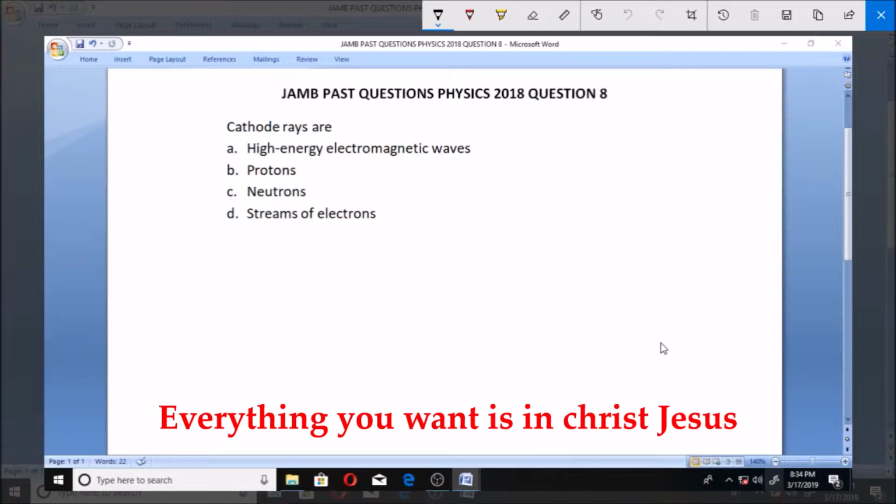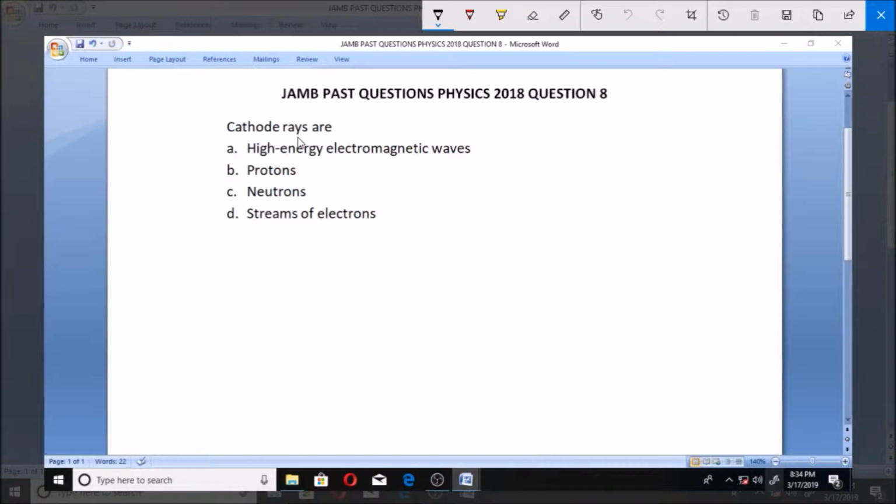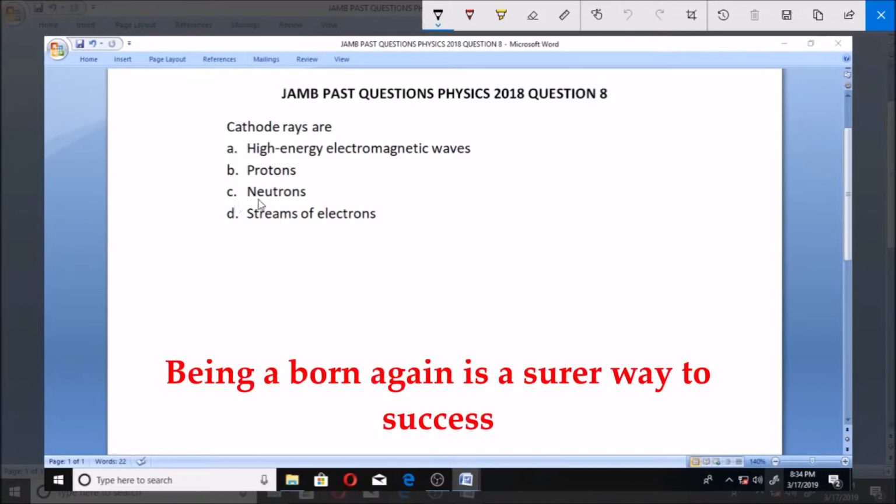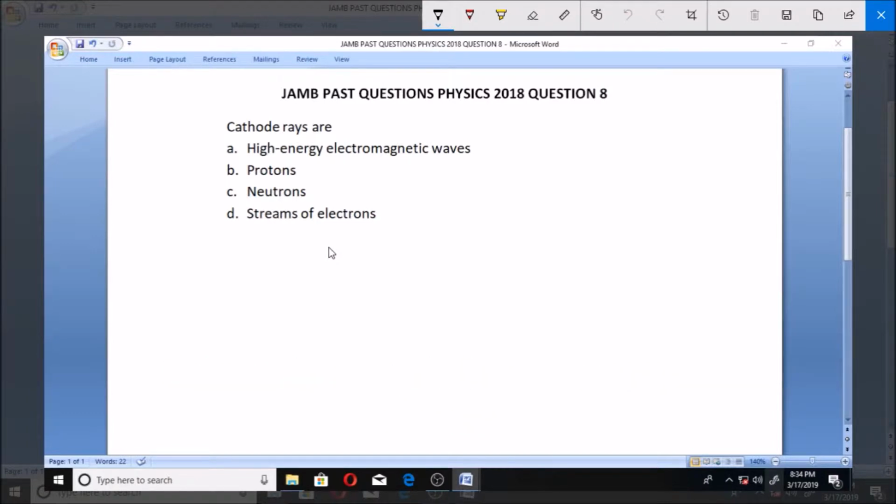JAMB past question, physics 2018, question number 8. Cathode rays are: A. High energy electromagnetic waves, B. Protons, C. Neutrons, D. Streams of electrons. So what are cathode rays? Are they high energy electromagnetic waves, protons, neutrons, or streams of electrons?